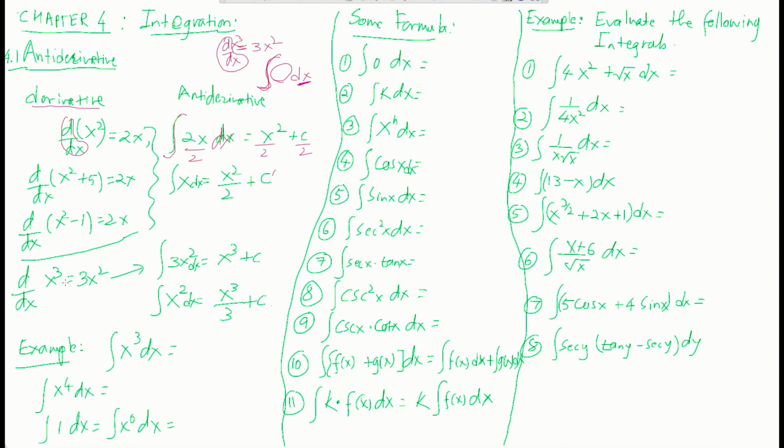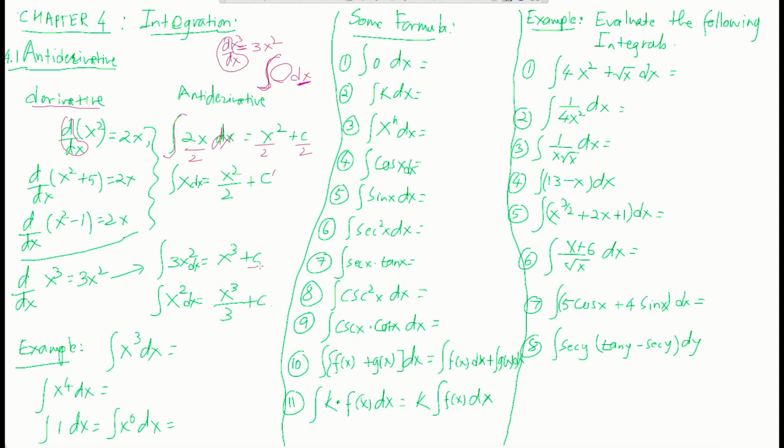Similarly, what is the derivative of x cubed? The derivative of x cubed is 3x to the 3 minus 1, that is 3x squared, right? So we can say the antiderivative of 3x squared will be x cubed plus c. The antiderivative of this must be that one, right? So from here, if you divide both sides by 3, you will get the antiderivative of x squared, or the integral of x squared dx, equals, dividing both sides by 3, x cubed over 3 plus c.